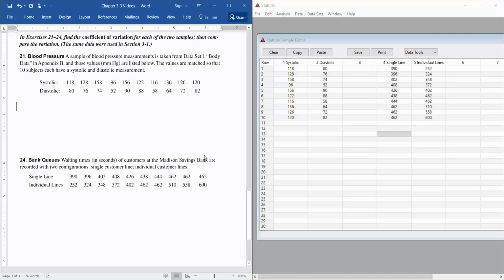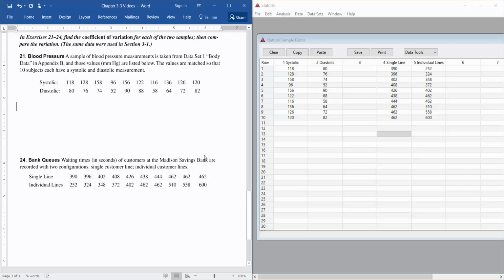And again, we're making an inference about what's going on with the population. So if the coefficients of variation aren't exactly equal, then yes, the sample variations are different, but we're talking about what's going on with the populations.